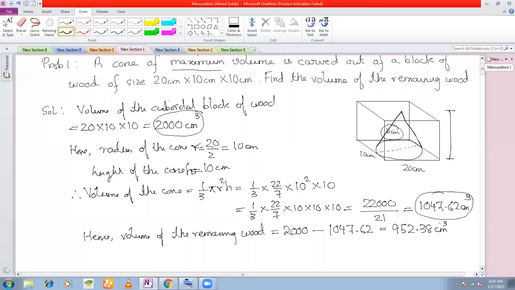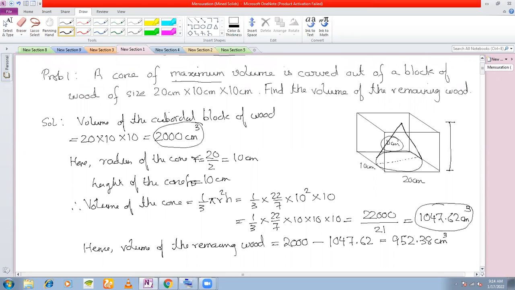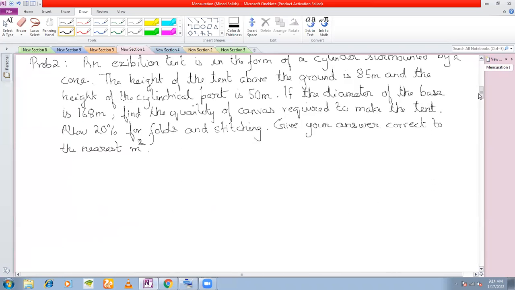Okay. So due to this word maximum here, I could have taken the base of the cone anywhere, but because the maximum volume is given here, that is why I have taken this length as the diameter of the base. Because if I take the other length as the diameter of the base, then I will not get a cone of maximum volume. I'll get a cone, but not of maximum volume. Okay. Next question.